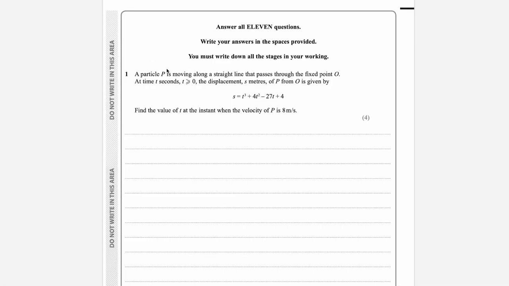Question 1. A particle P is moving along a straight line. Its displacement is given by this. Find the value of t at the instant when the velocity is 8. So guys, this question is one of these displacement, velocity, acceleration questions.